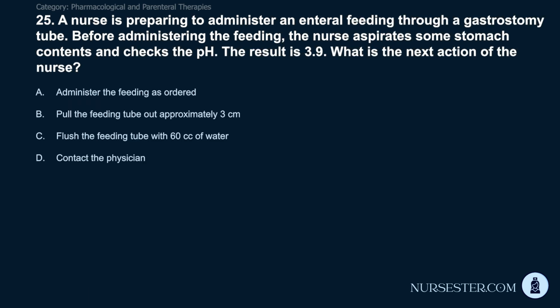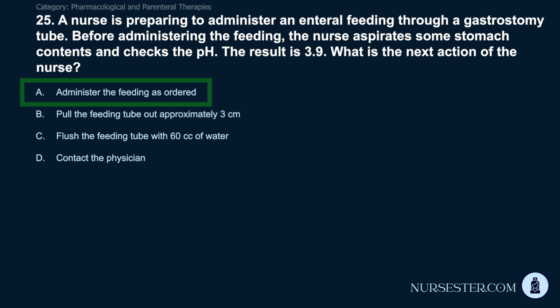25. A nurse is preparing to administer an enteral feeding through a gastrostomy tube. Before administering the feeding, the nurse aspirates some stomach contents and checks the pH. The result is 3.9. What is the next action of the nurse? A. Administer the feeding as ordered. B. Pull the feeding tube out approximately 3 centimeters. C. Flush the feeding tube with 60 cubic centimeters of water. D. Contact the physician. Correct answer, A.